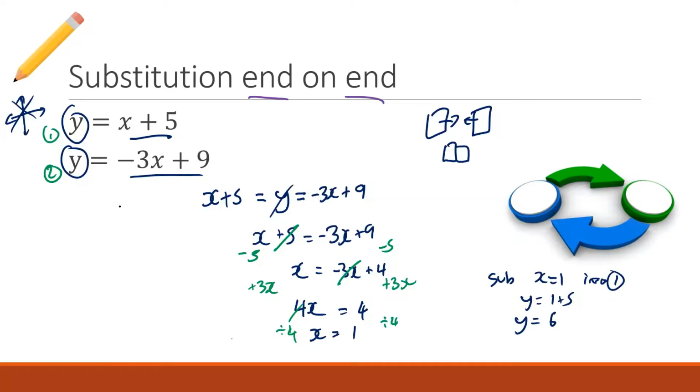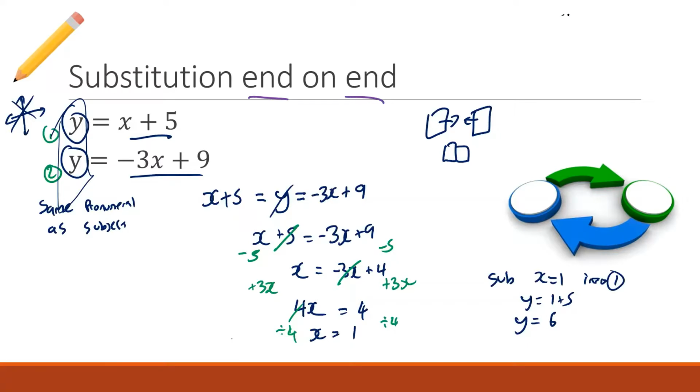So how do you know when to use end on end? Well, it's pretty obvious when to use end on end, because they will both be the same pronumeral. Same pronumeral as the subject or the topic of the equation. They're both equal to y. Y equals 4x plus 5. Y equals negative 3x plus 9.